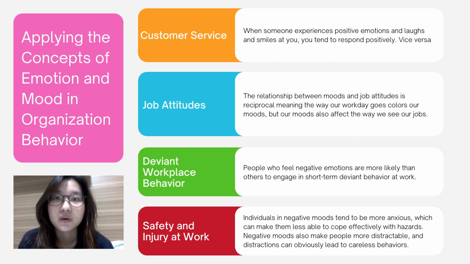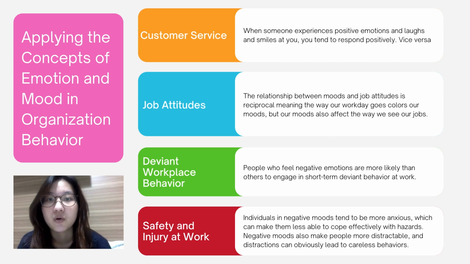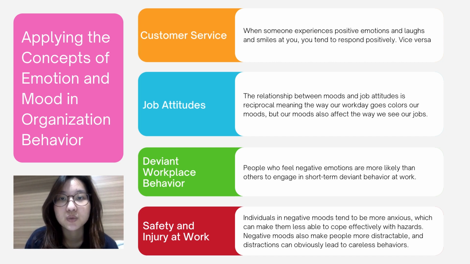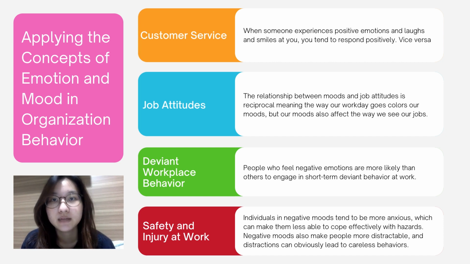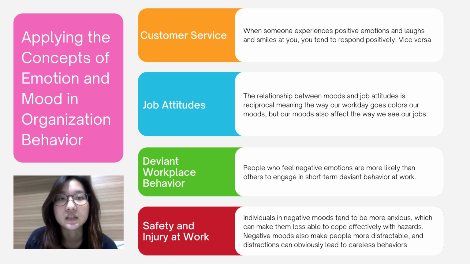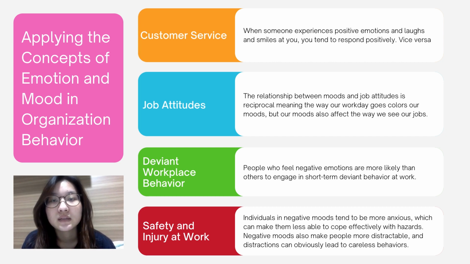And then there are deviant workplace behaviors. People can behave in ways that violate established norms and threaten their organization, its members, or both. These actions are called counterproductive work behaviors, which we learned in chapter 1. People who feel negative emotions are more likely than others to engage in short-term deviant behavior at work. Examples are gossiping at work and surfing the internet at work, though negative emotions can also lead to more serious forms of counterproductive work behaviors.